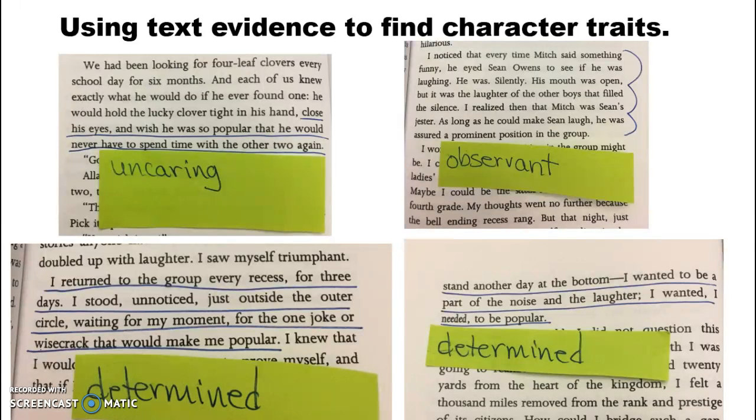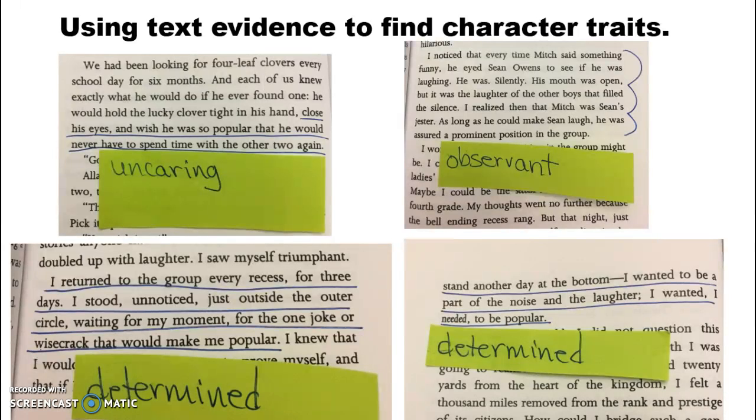where I see some evidence that Will is observant. "I noticed that every time Mitch said something funny, he eyed Sean Owens to see if he was laughing. He was, silently. His mouth was open, but it was the laughter of the other boys that filled the silence. I realized then that Mitch was Sean's jester. As long as he could make Sean laugh, he was assured a prominent position in the group."